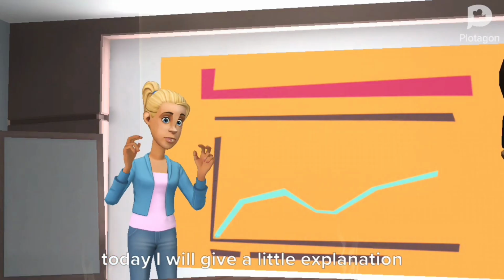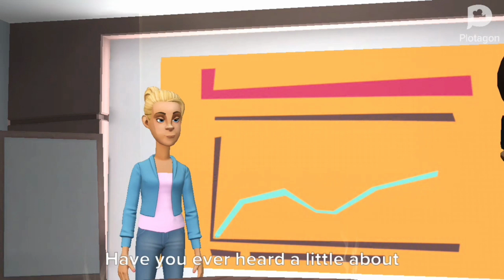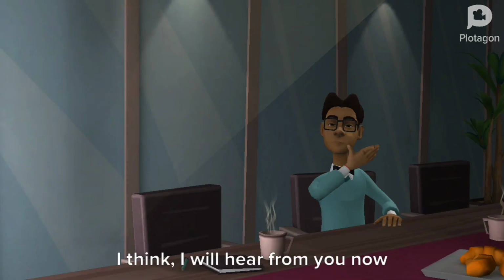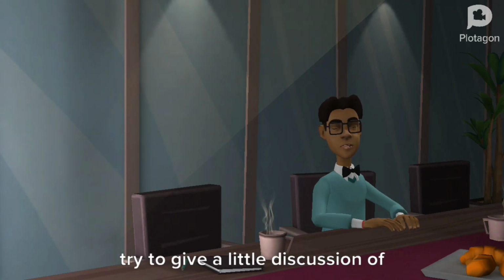Today I will give a little explanation about modeling computer network to graph. Have you ever heard a little about this topic before? I think I will hear from you now. Try to give a little discussion of it to me.